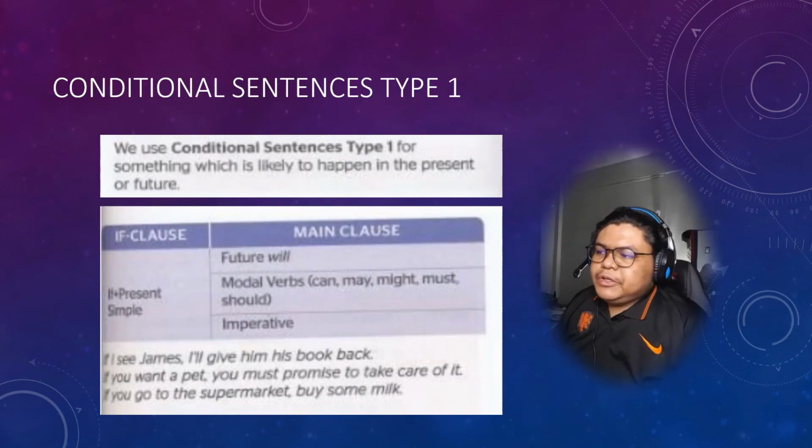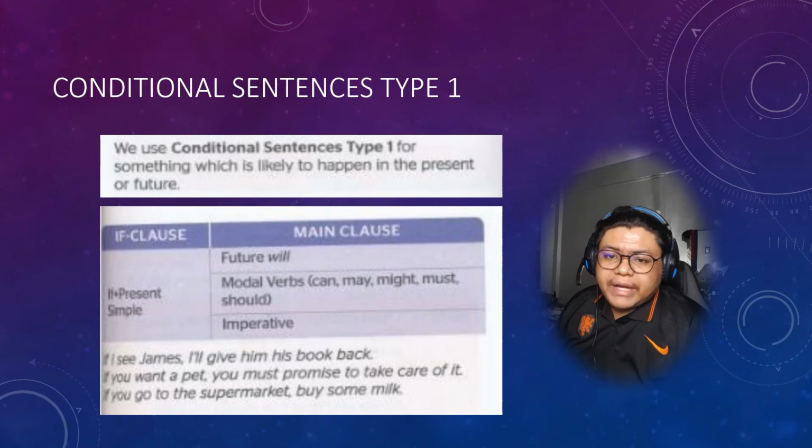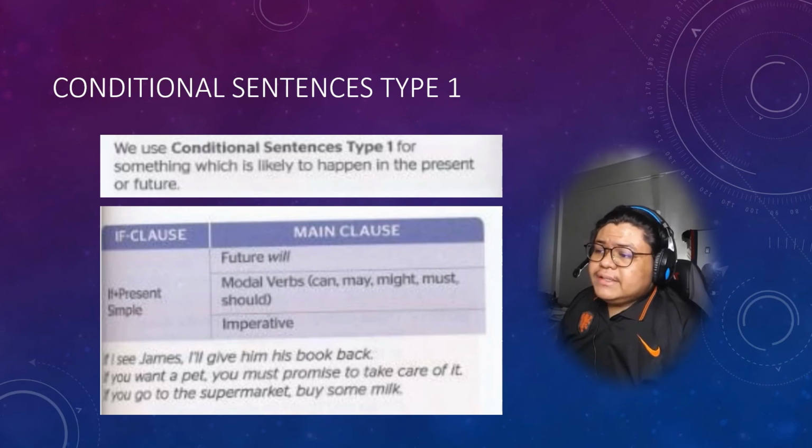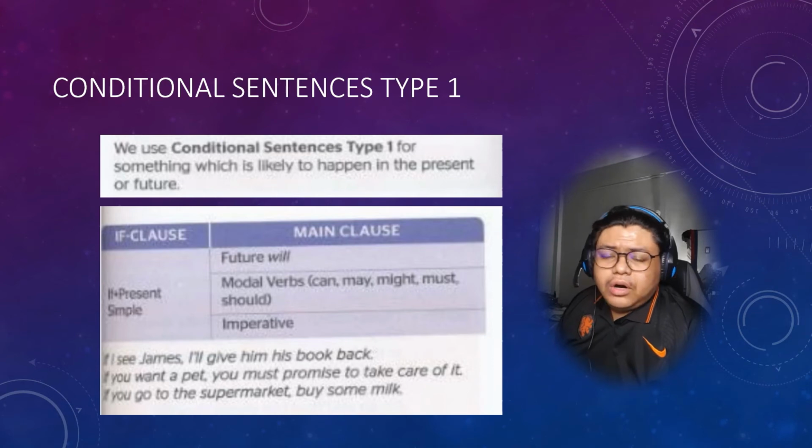Okay, so this is the conditional sentence type 1. Kalau tadi zero conditional maksudnya tiada condition, now ada condition pula. Conditional sentences type 1, jenis yang pertama. We use it for something which is likely to happen in the present or future. Kita gunakan jenis conditional sentence yang pertama ni untuk bercakap tentang perkara yang kemungkinan berlaku pada masa sekarang ataupun pada masa yang akan datang. Sama juga macam tadi, ada if clause dengan main clause.